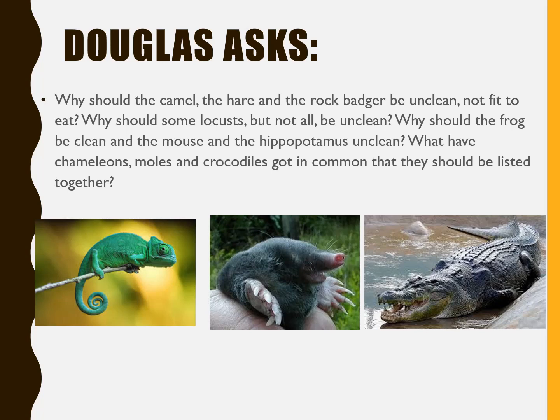And what she's done is ask these questions. Why should the camel, the hare and the rock badger be seen as unclean or not fit to eat? Why should some locusts, but not all, be unclean? Why should the frog be clean and the mouse and the hippopotamus unclean? What have chameleons, moles and crocodiles got in common that they should be listed together?